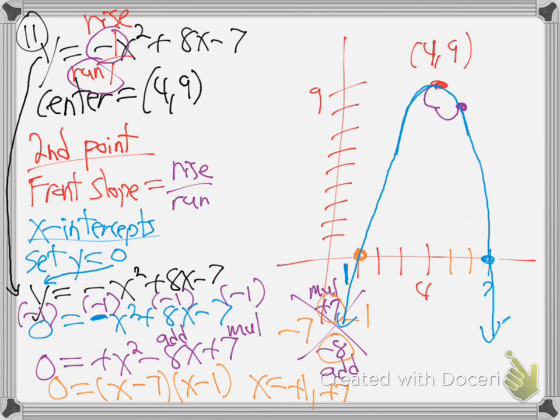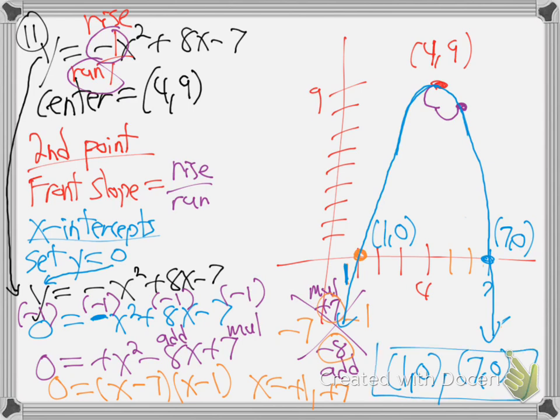So it wants the coordinates. What's the coordinates of this? Over 1 up 0, over 7 up 0. That's what it actually wants. It wants the two x-intercepts, (1, 0) and (7, 0). There's the two x-intercepts. Okay, now there's one more thing we have to do.